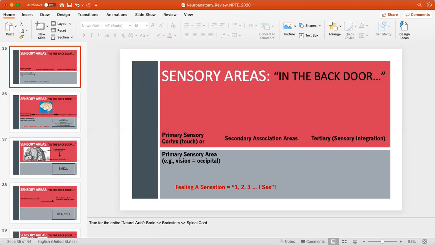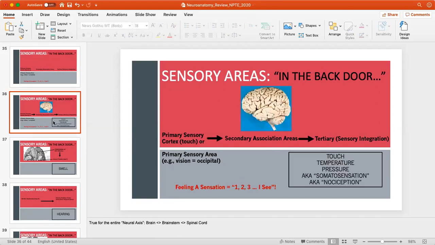So if you're feeling a sensation, if you have information coming into a sensory area, first it's going to come into the primary sensory area, and then it's going to go into the secondary area, and then third. So feeling a sensation, 1, 2, 3, I see. An example of this might be sensory data or touch data, so somatosensation, where first is going to enter the primary sensory cortex or the post-central gyrus. It's going to go to a secondary association area, the parietal lobe, and then a tertiary sensory area where that sense is integrated so that we can utilize that data.